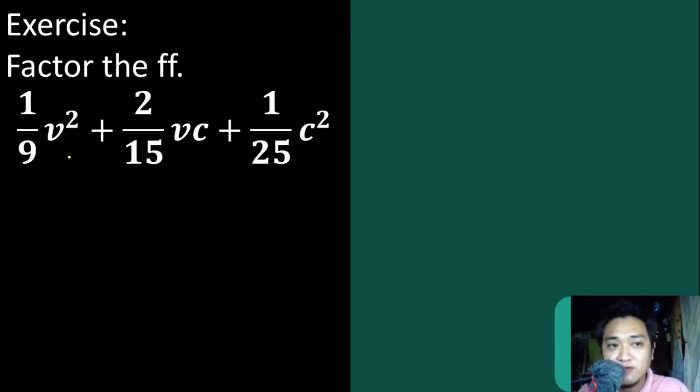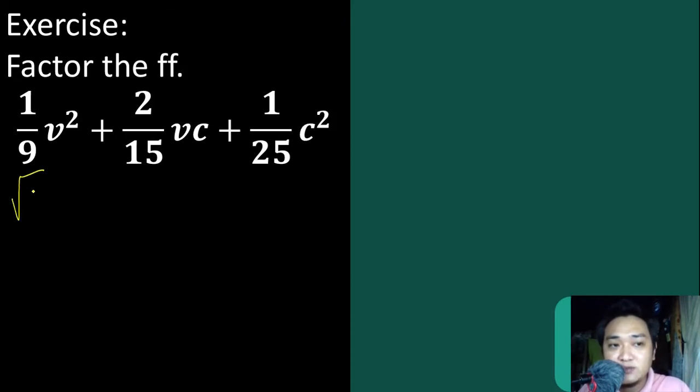Let's say we have 1 over 9v squared plus 2 over 15vc plus 1 over 25c squared. Ano kaya yung magiging factor nito? So, ang gagawin muna natin, una, kunin muna natin yung square root ng first term at saka ng last term. And then, i-check natin later on kung perfect square nga ba siya. That is, kung i-multiply natin yung roots times 2. Okay, so subukan natin.